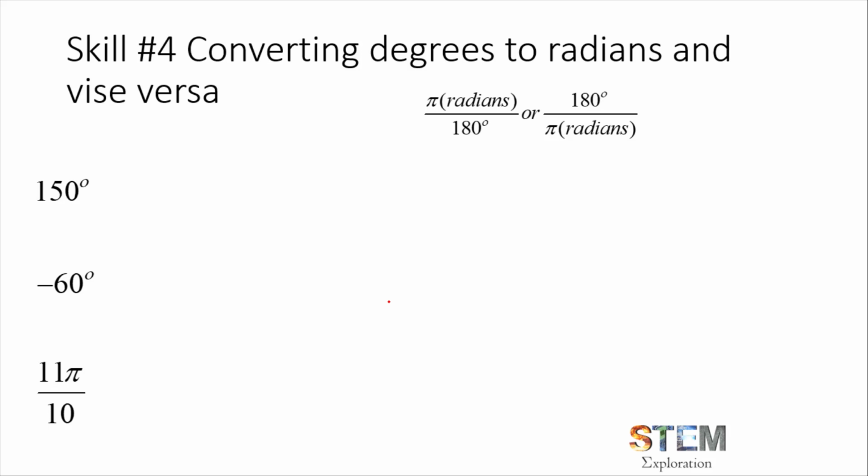So the last skill I want to talk with you about is skill 4. And this is just converting degrees to radians or vice versa.